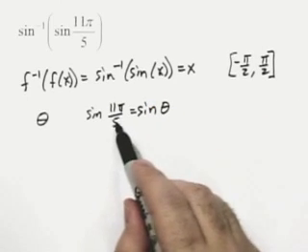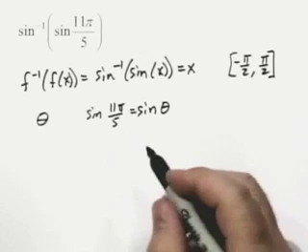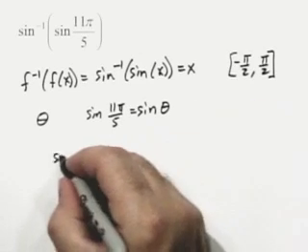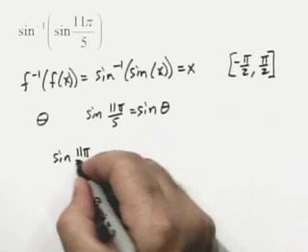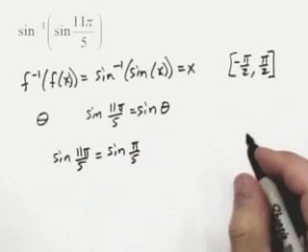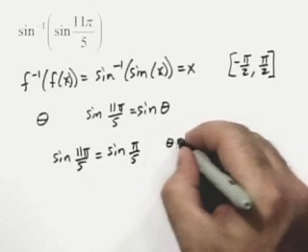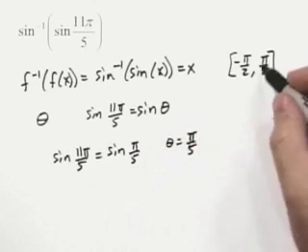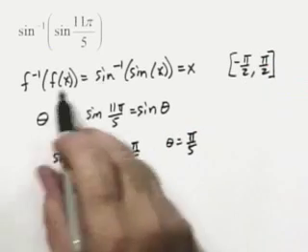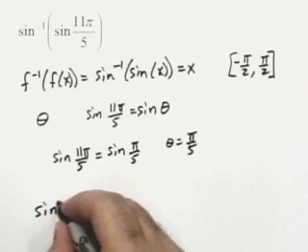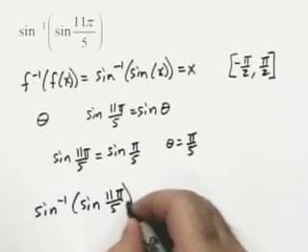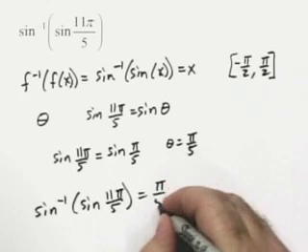The angle 11 pi over 5 is in quadrant 1. The reference angle is pi over 5. So we can say that the sine of 11 pi over 5 is equal to the sine of pi over 5. Therefore, using theta equals pi over 5, which is in the required interval, we can apply our equation and say that the sine inverse of the sine of 11 pi over 5 is equal to pi over 5.